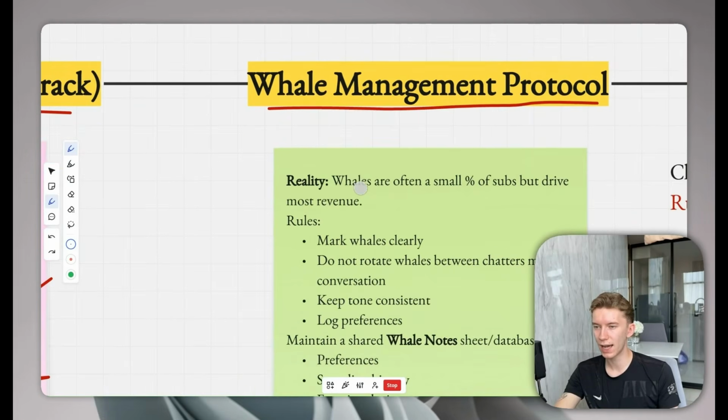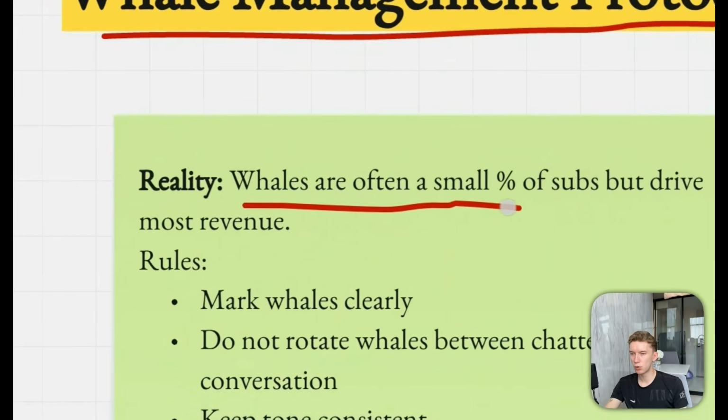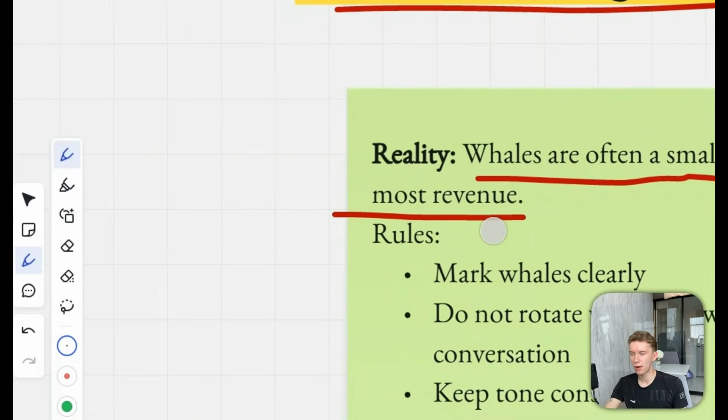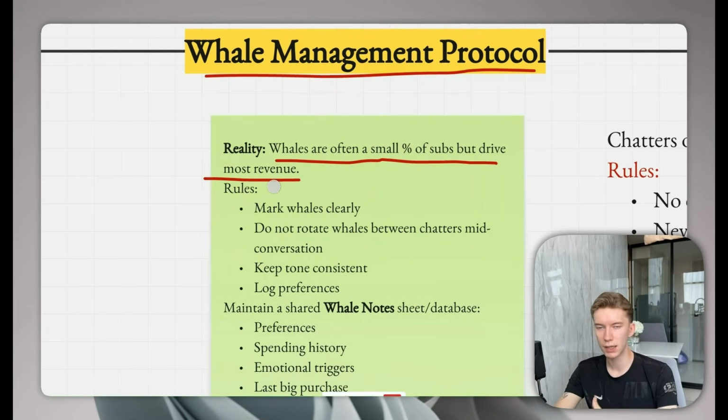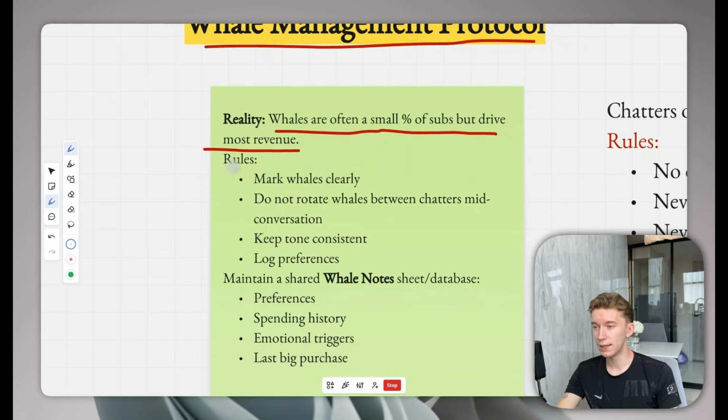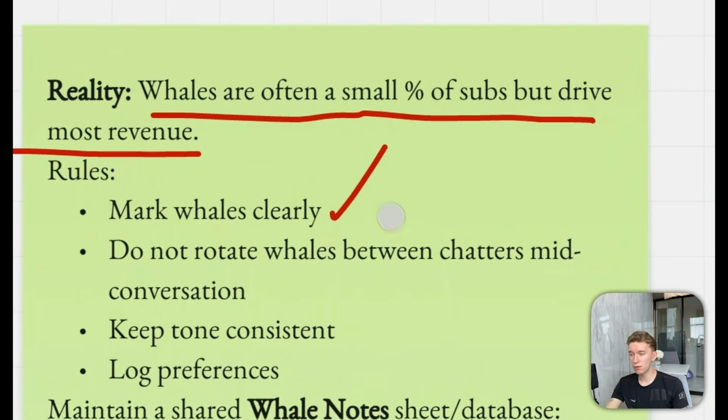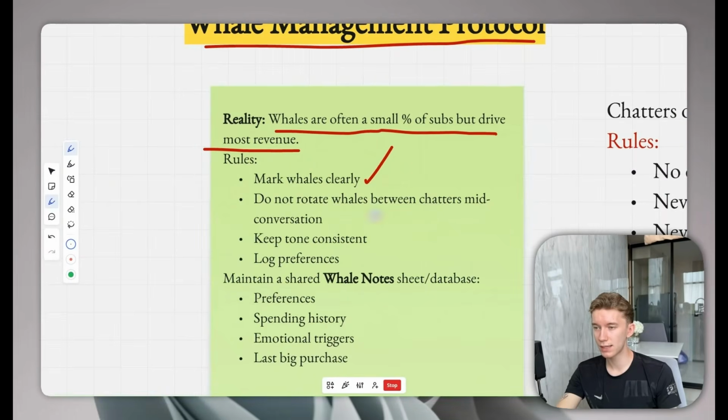In reality, whales are often a small percentage of subs but drive the most revenue. I've seen people inside of my Discord, my community, that have like 80 free subs, making $10,000 per month from just a couple of whales. So again, make sure you mark the whales, if you have any, correctly, so chatters don't mess up.